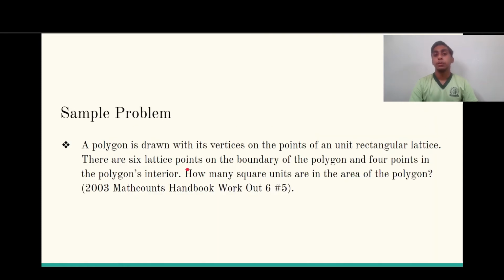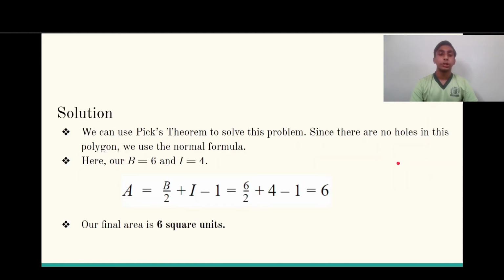How do we know this? Well, they've given it to us. They said that there's 6 lattice points on the boundary of the polygon, and 4 in the polygon's interior. So we're just plugging in at this point, right? And it's B over 2, so 6 over 2, which is 3. And then I is just 4, so that's 4 minus 1. So that's 3 plus 4, 7. 7 minus 1, which is 6. So our final area is 6 square units.